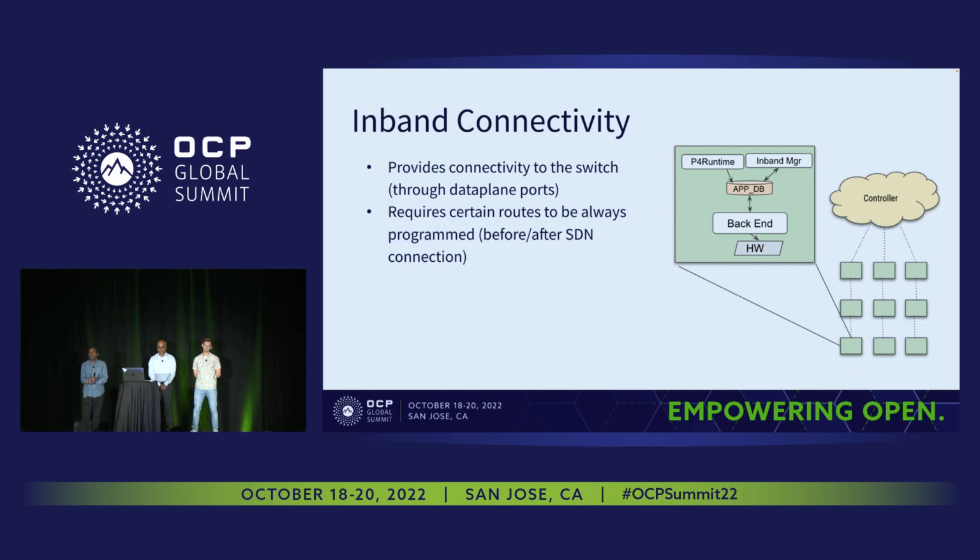The next we look at is in-band connectivity. In-band connectivity is essentially providing connectivity to the switch by means of the data plane ports. We are not going to use the out-of-band management like the management Ethernet or anything of that sort, but rather we are going to connect to the switch via the in-band path. So we have a new container and a new process called in-band manager, which is going to take care of establishing the connectivity. It's going to program some flows to enable that connectivity and all that.